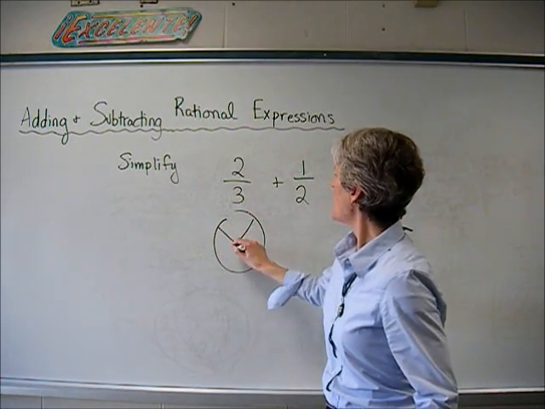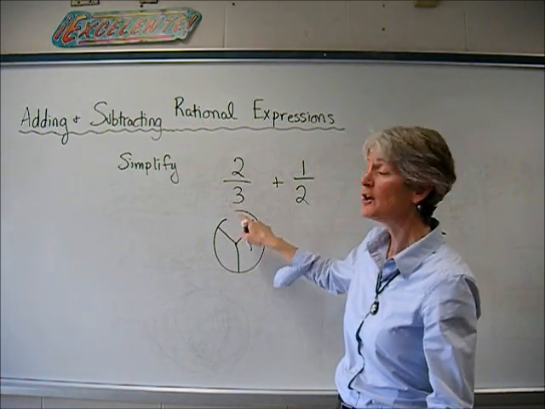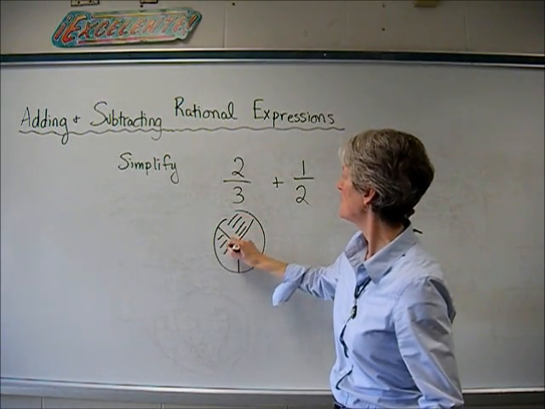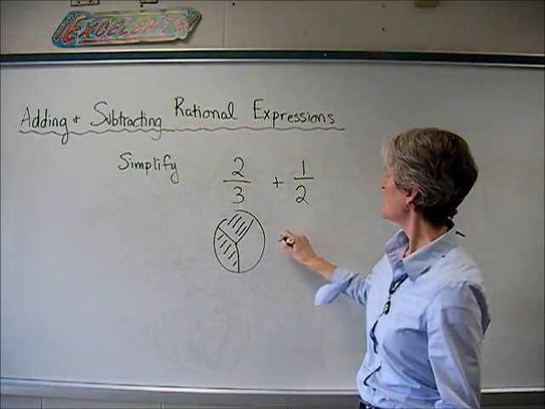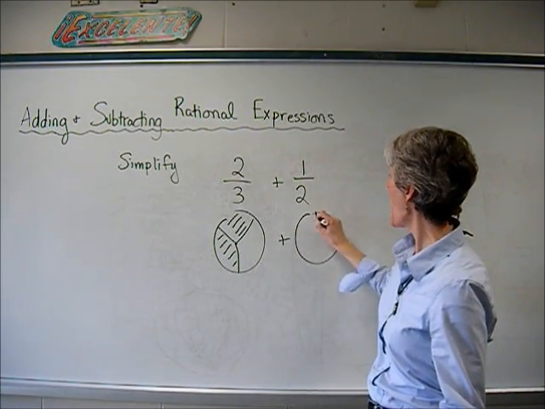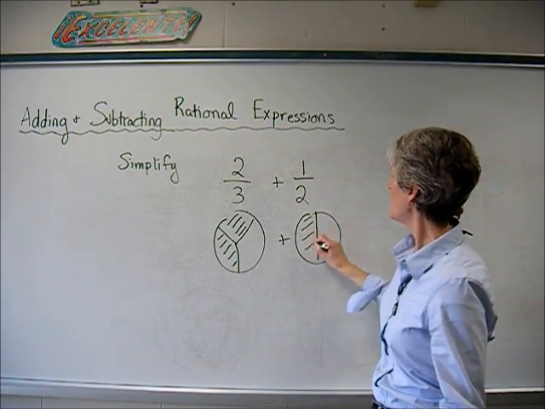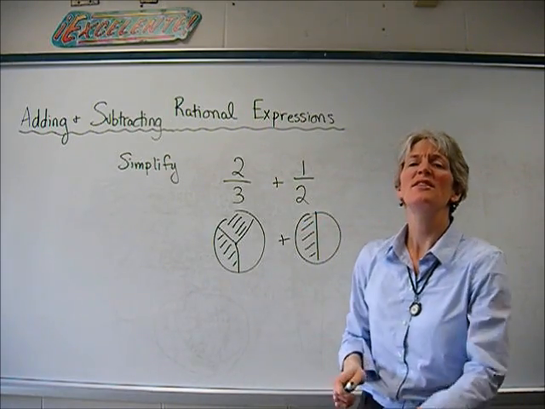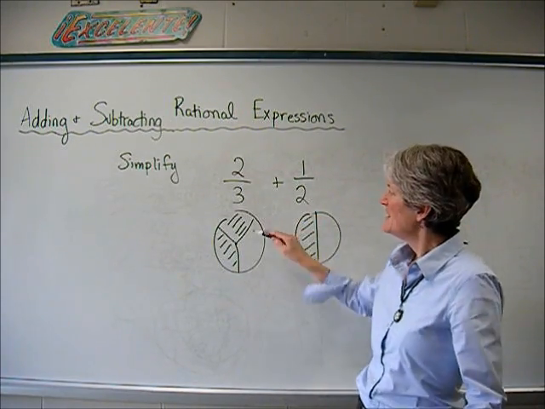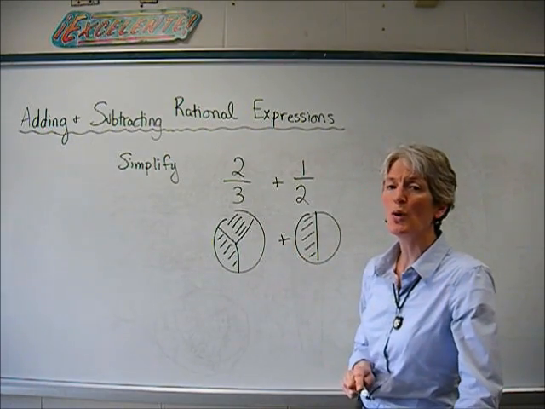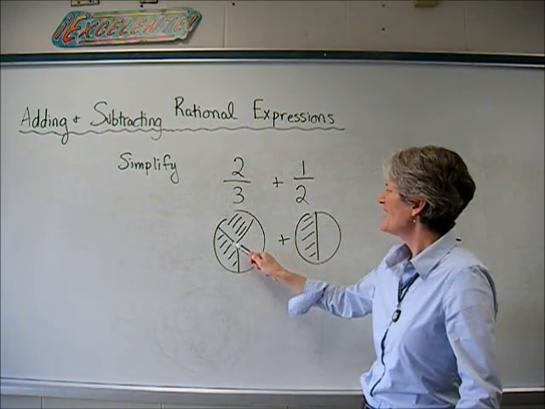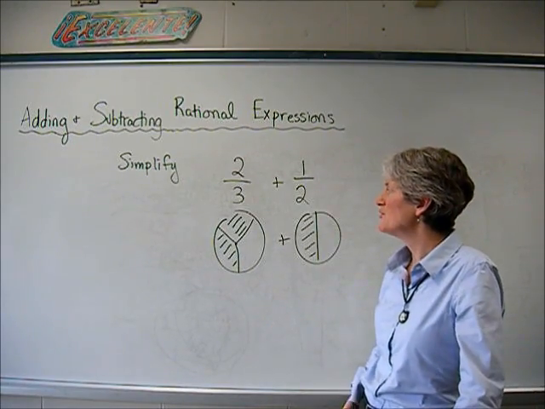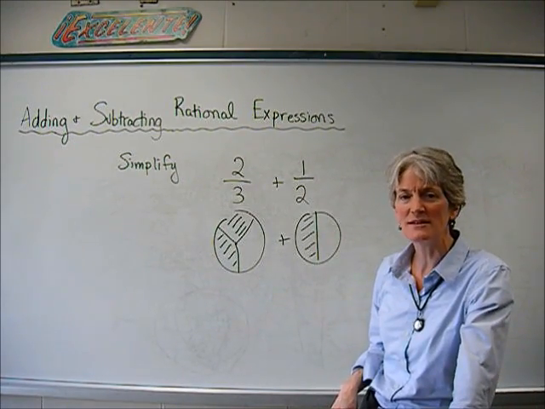This is as if I had cut my pizza into thirds, and I have 2 of them. This is telling me I cut my pizza into halves, and I have half of it. Remember, the bottom number tells you the size of your piece. It tells you how many pieces you've cut your whole into. So I cannot add those because those are like adding apples and oranges. They're two different size pieces.